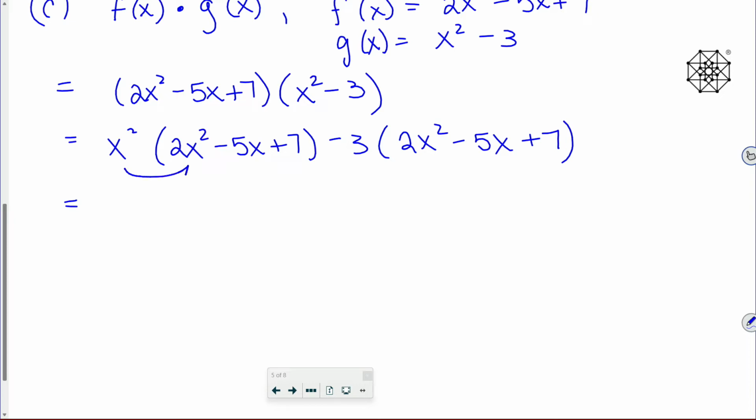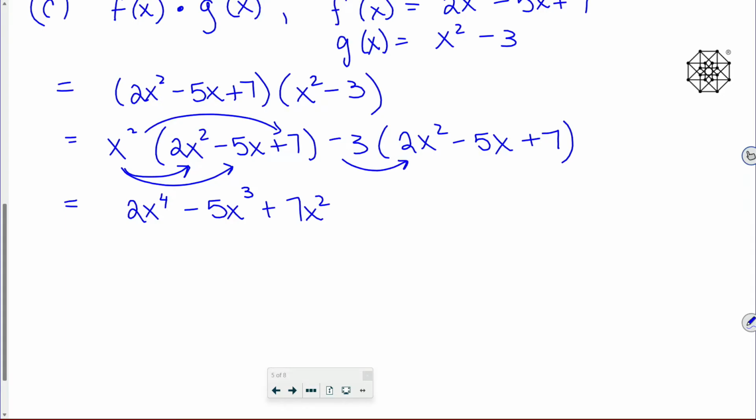So x squared times 2x squared is 2x to the 4th. X squared times -5x is -5x to the 3rd. And x squared times 7 is positive 7x squared. Got to be careful here. -3 times 2x is -6x squared. -3 times -5 is plus 15x. And -3 times positive 7 is -21.